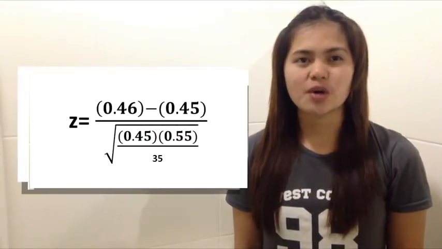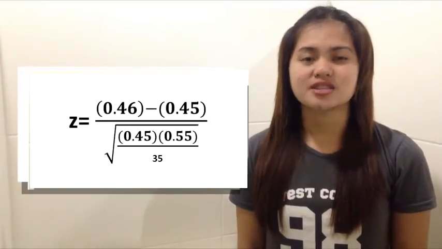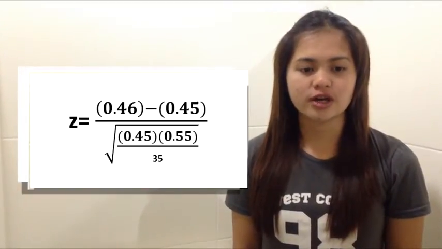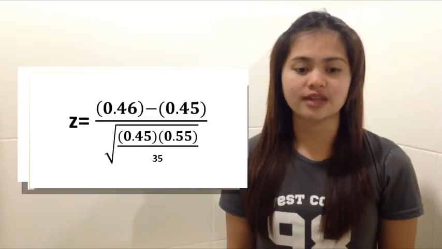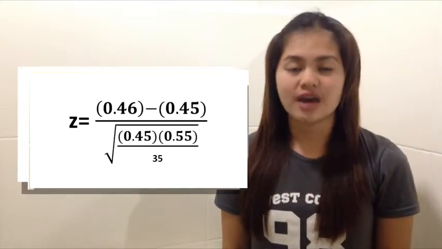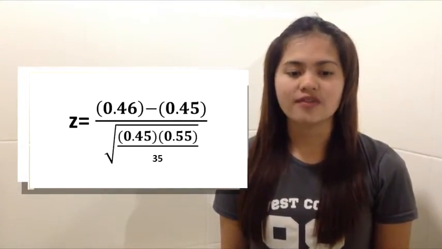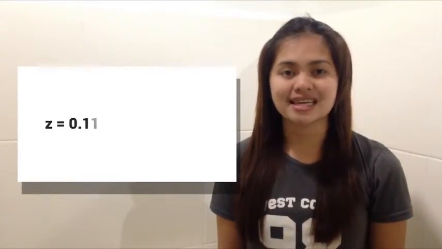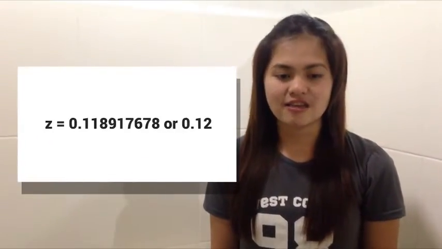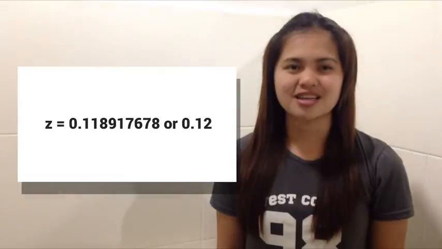For our second example, for one sample proportion, we will substitute the given. It is 0.46 minus 0.45 all over the square root of 0.45 times 0.55 divided by n. So we have 0.118917678, or 0.12. Since Z is less than the critical value, we should accept the null hypothesis.